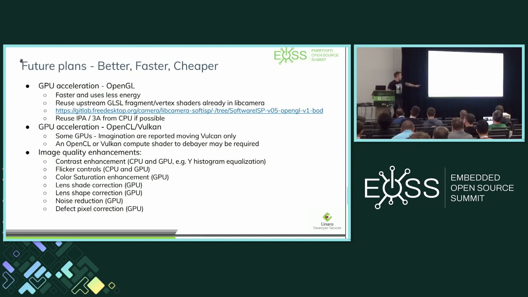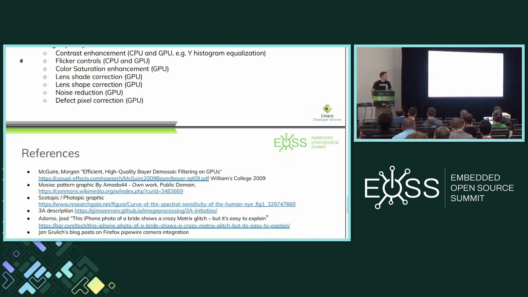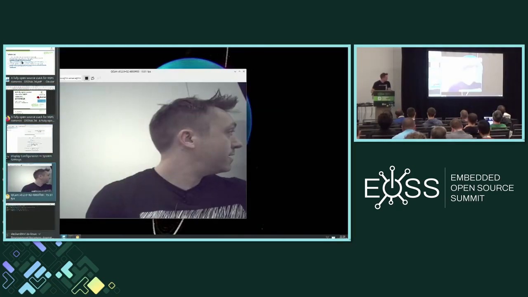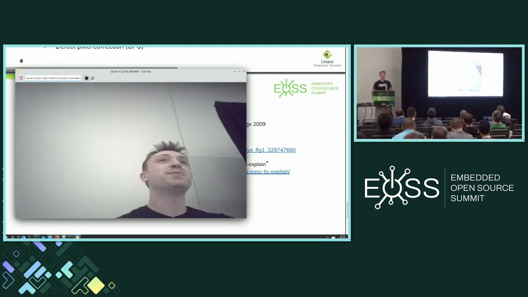You can see here that Hans has laid out that contrast enhancement is going to go on the CPU, but all this other stuff cannot be done on the CPU. It's never going to work, so we have to go to the GPU to make this work. Libcamera will go to version 0.3 when the CPU ISP is merged. At the moment, it's at 0.2, and that's the big thing we're waiting on. Here are all my references.